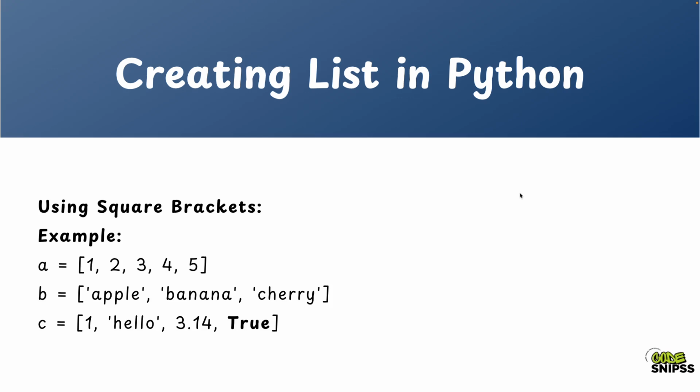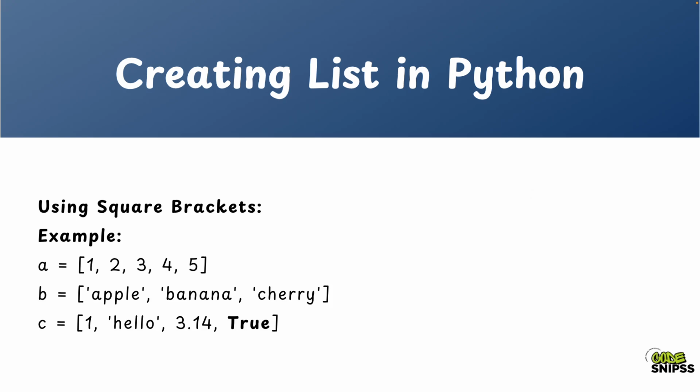You can pass any value. As you can see on my screen, I have created one variable called a and inserted some integer values. So this is my integer list. For example, I have inserted 1 2 3 4 5. Then later in b, you can see that is a string list. I have inserted all strings. And in the variable c, I have created a list in which I have inserted different data types: 1 is an integer, hello is a string, 3.14 is a float, and true is a boolean. So we can create a list by inserting any data type into it.